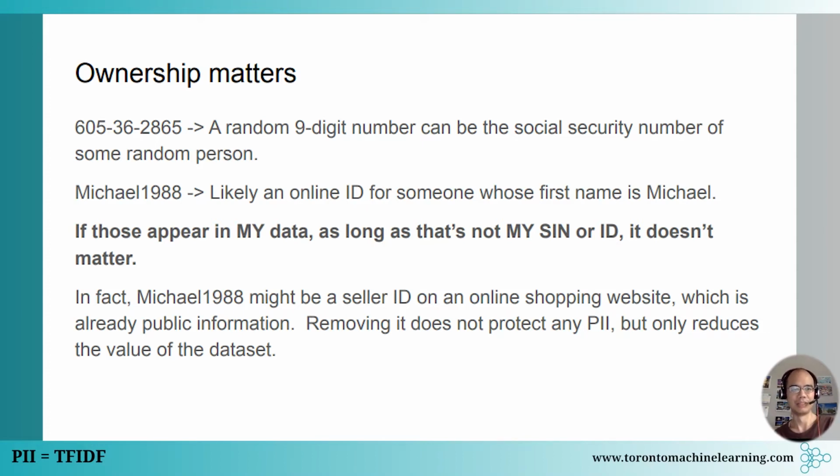Some random number, who cares? Right. Second example, right? This Michael 1988 looks like an online ID for someone whose first name is Michael, and who was probably born in 1988. So it contains a lot of information about that Michael. As long as it's not my ID, also doesn't matter, right? The organization who has the data is going to protect me, not some random person that is not the owner of the account. Right? And in fact, we probably want to keep that Michael 1988 if it's not my ID, because if something like that appears in my transaction record, it might be the seller, right?